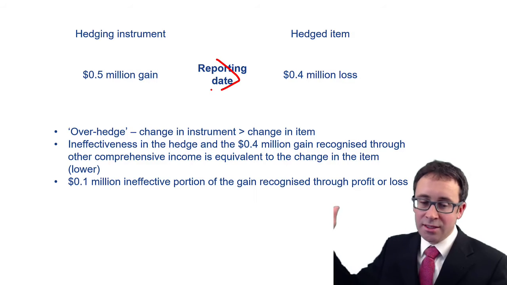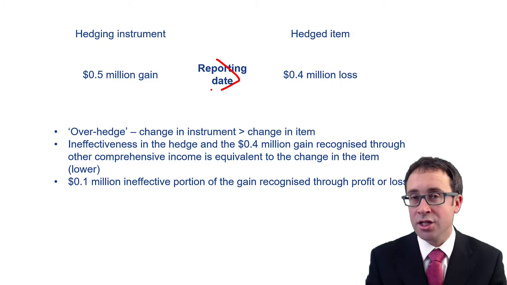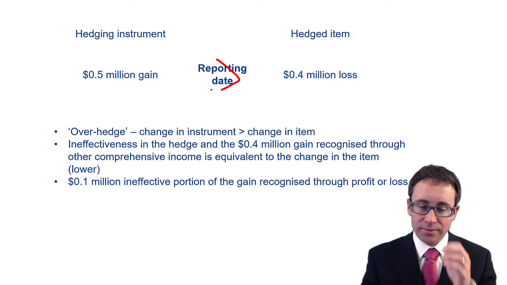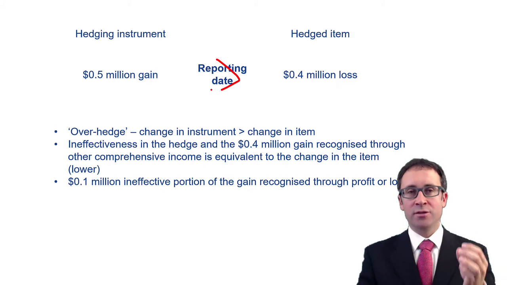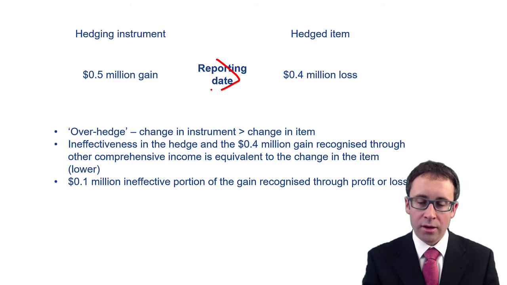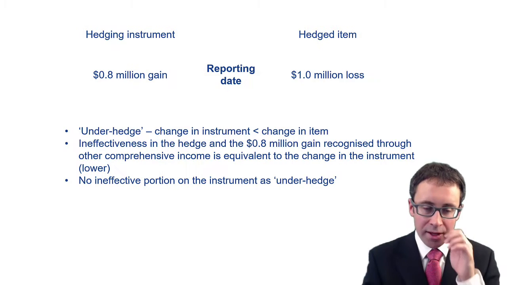Okay, so as it says there, we are over hedged. The change in the instrument is greater than the change in the item. The ineffectiveness is basically the difference between the 0.5 and the 0.4. Okay, so 0.1 goes through profit or loss, and 0.4 of the gain goes to OCI. Okay, just then be careful.